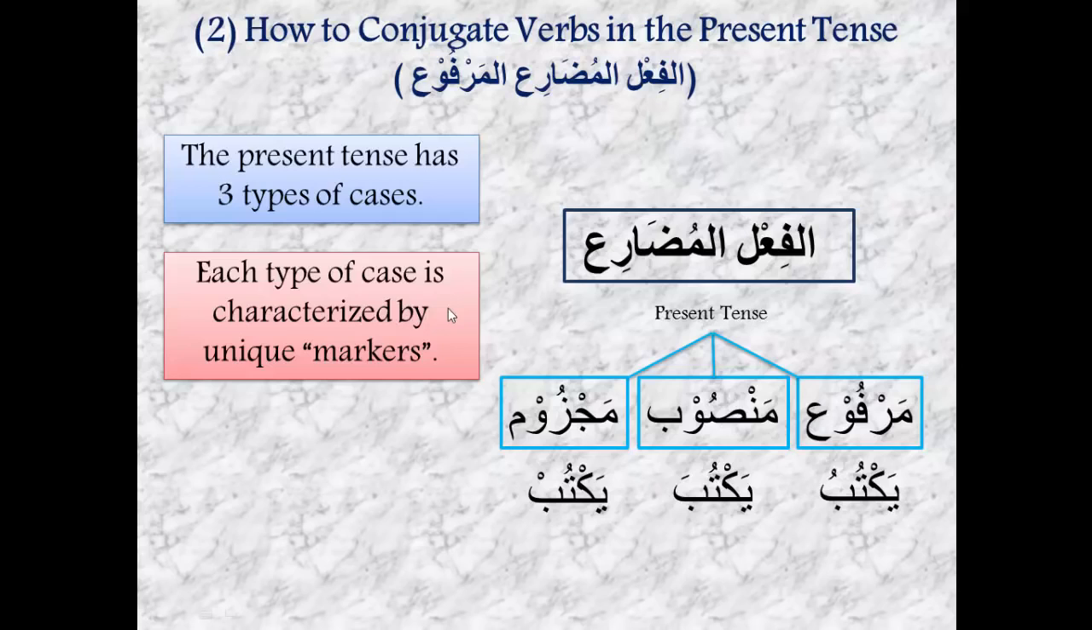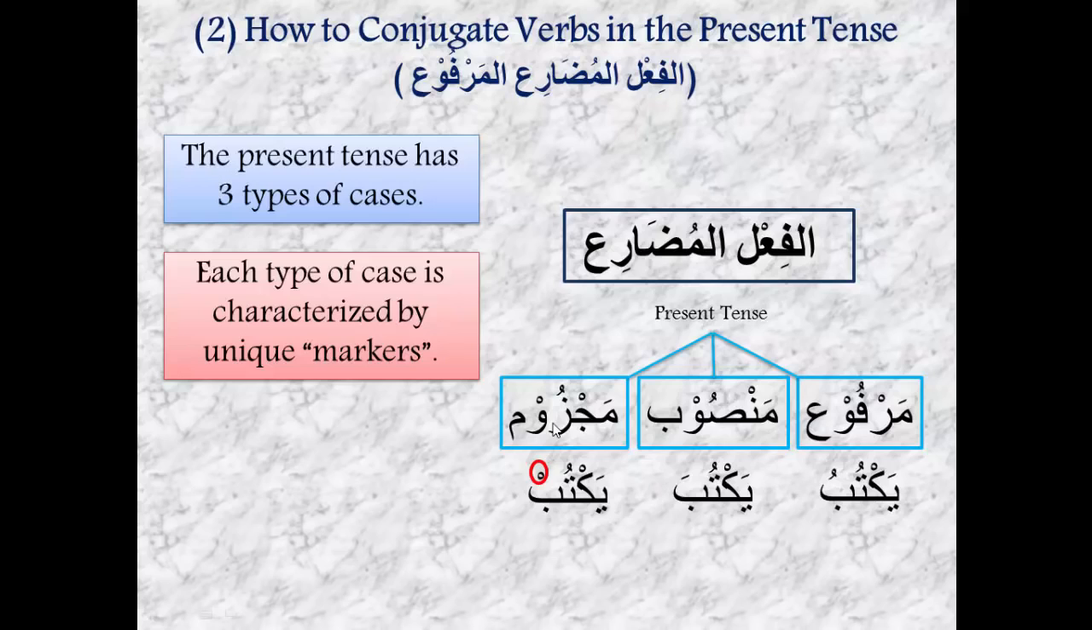Notice how for the verb yaktub, we have a sukun on the end. The sukun is the unique marker for the majzoom case. One way to think about it is because the verb is majzoom, it takes a sukun. Another way to look at it is the sukun on the end of the verb tells us that it is in the majzoom case. Both ways of looking at it are valid.